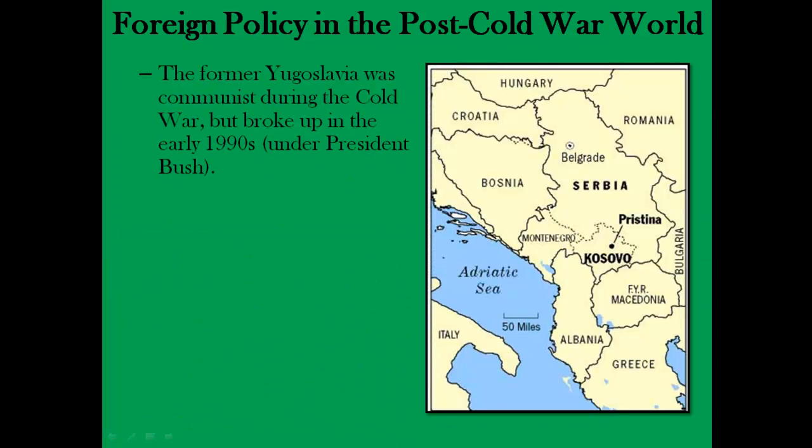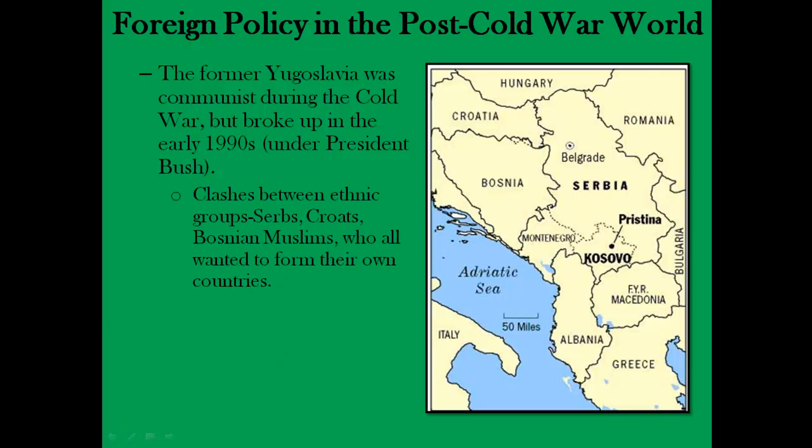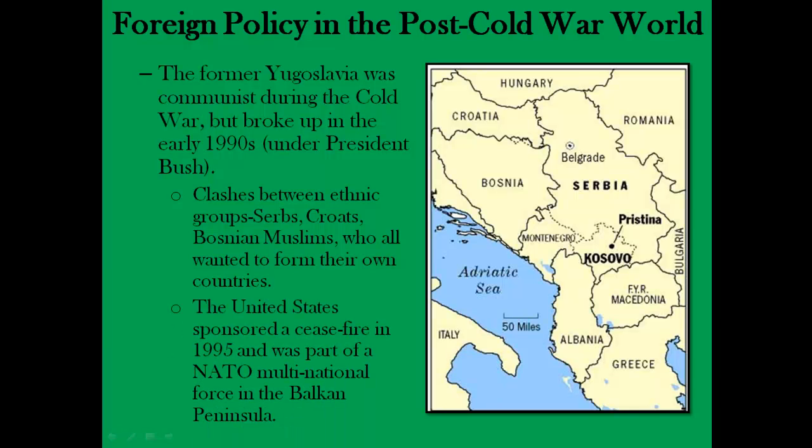The major foreign policy event of the Clinton administration took place in the former Yugoslavia. Yugoslavia had been created as a country after World War I and had been under the influence of the Soviet Union during the Cold War until it broke up in the early 1990s. There were several different ethnic groups in this part of Europe that were fighting for supremacy. You had Serbs and Croats, Bosnian Muslims, and all of these groups wanted to form their own countries. The United States sponsored a ceasefire in 1995 to get some control in the area. It was part of a NATO multinational force in the Balkan Peninsula.